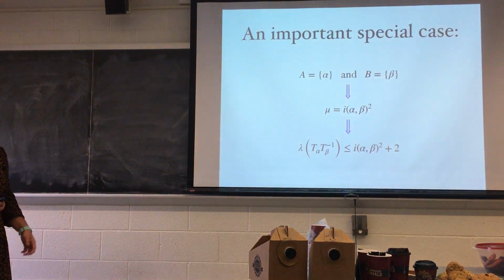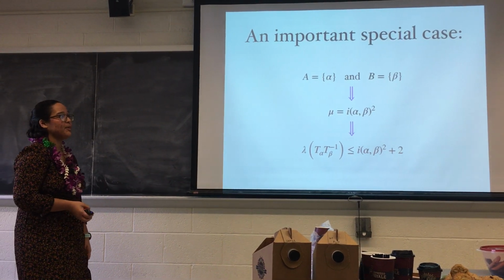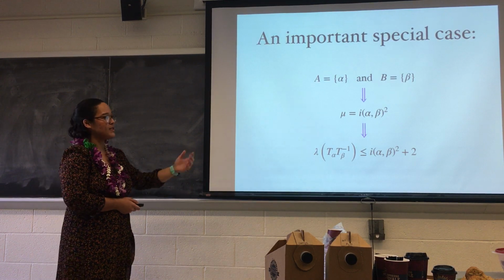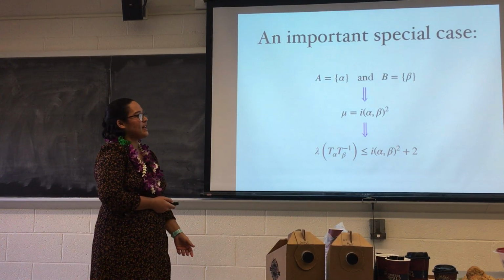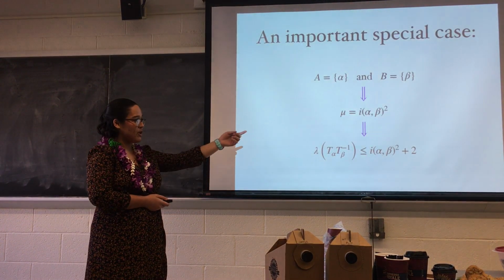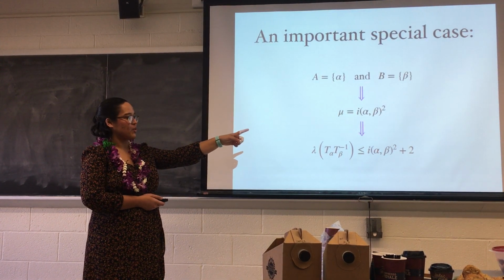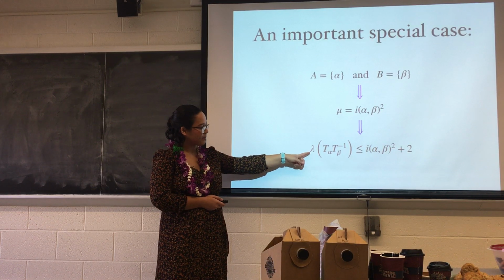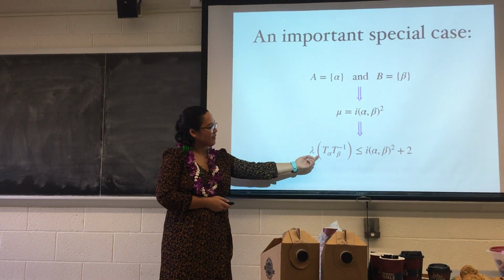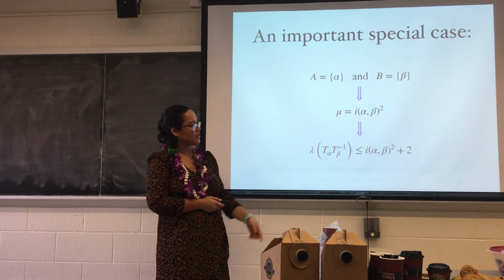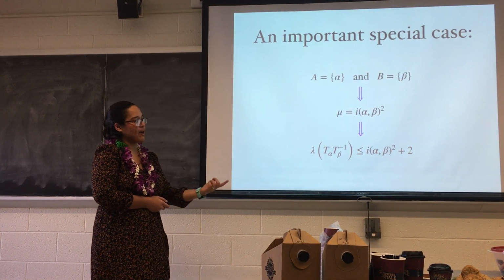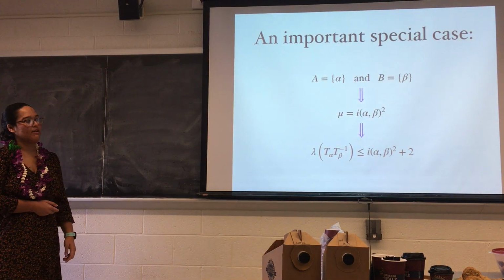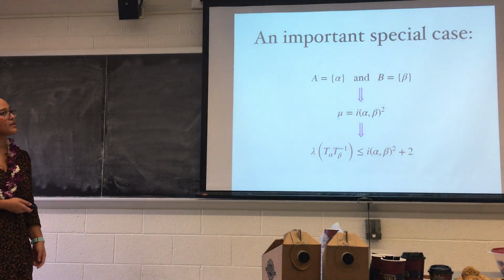So there's an even nicer special case. We could look at the case when, instead of having multicurves, we really just have two simple closed curves. And in this case, we get that the intersection, like mu, is just the intersection squared of alpha and beta. And then if we look at the dilatation of the twist about alpha times the inverse Dehn twist about beta, we get that it's bounded above by just the square of the intersection number plus 2. So this is very handy for computing simple cases.